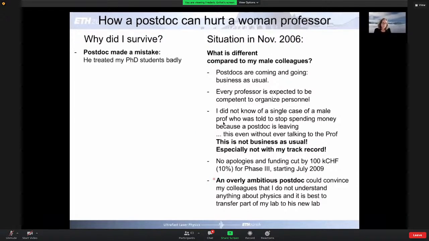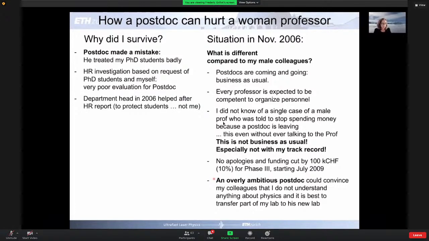Why did I survive? The postdoc actually made a mistake. He treated my PhD students very badly. HR investigations, based on the request of the PhD student and myself, resulted in a very poor evaluation for the postdoc. And this report from Human Resources was also shared with the department, and the department head at that time helped after he read this report, mostly motivated to protect the students, not mainly me. And at that time, a professor position was still quite a power position, and the professors were in principle well protected.